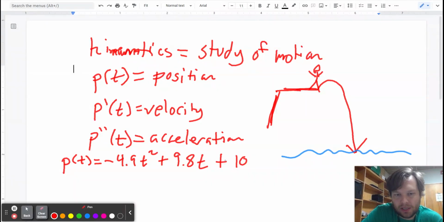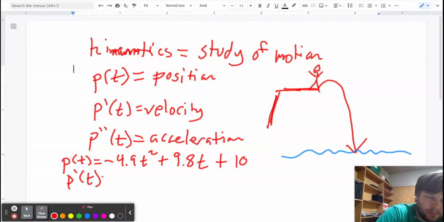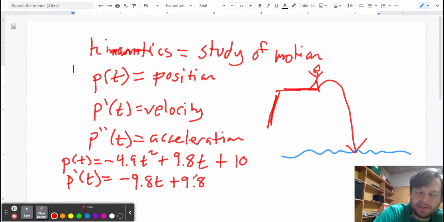If I plugged in 1, that would tell me their position at time 1. I'm going to mention here that the t is the time in seconds and the p is the height in meters. And I used these numbers here because they come from the speed that you fall, the acceleration of gravity. So the position tells me how high the person is at any time. The derivative of that, negative 9.8t plus 9.8, that tells me the velocity of the person at any time. So it tells me how quickly they're moving and in what direction. So if the derivative is positive, they're going up, and if the derivative is negative, they're going down.